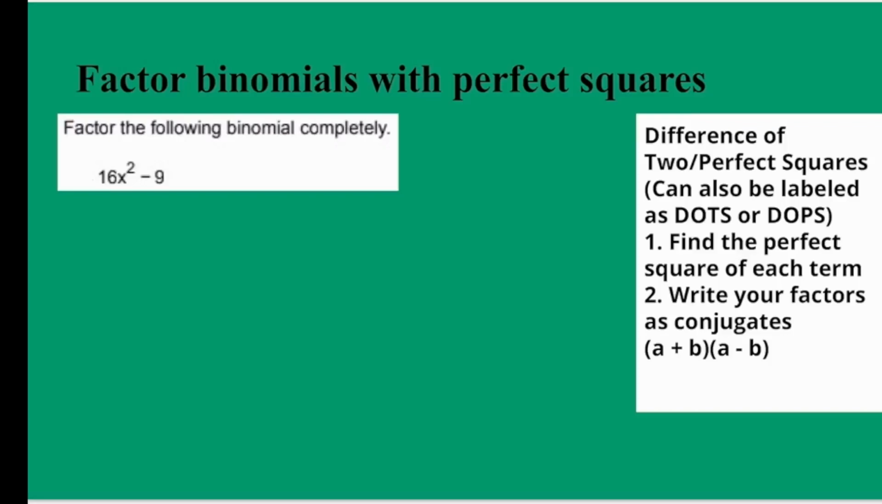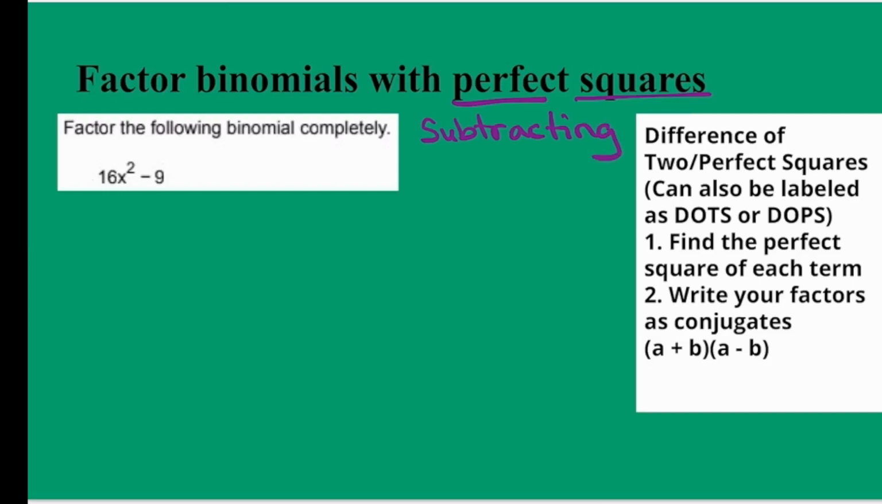Factor binomials with perfect squares. So typically when you see a binomial that you have to factor, most of the time there's going to be a GCF associated. We are specifically looking at binomials that have perfect squares. If we're going even further, we're looking at binomials that are going to be subtracting perfect squares. So they're called different things.